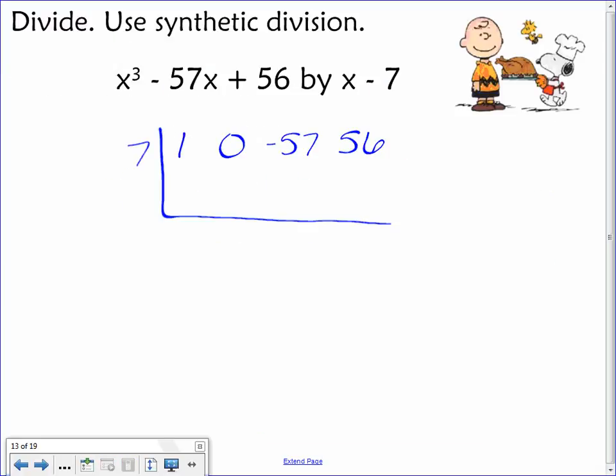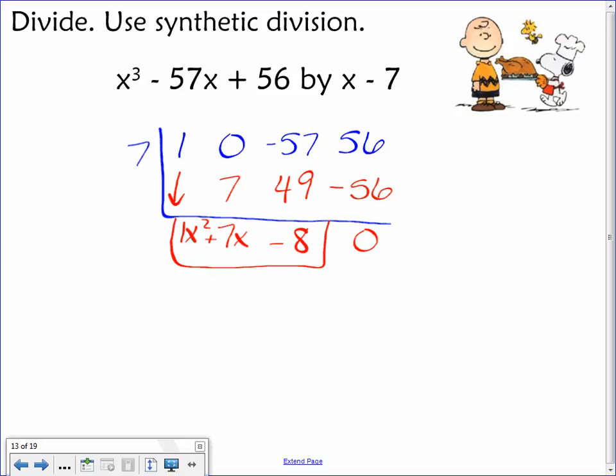All right, so we drop the first number down, multiply, add, multiply, add, multiply, add. There's your numbers. Start at x cubed, so this goes x squared plus 7x minus 8, and no remainder. So was x minus 7 a factor of that? Yes, it was.